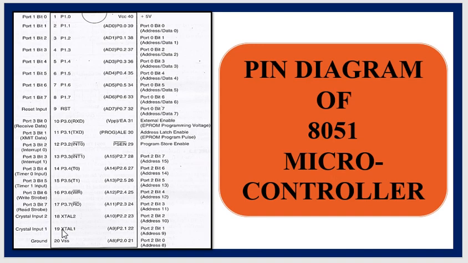The resonance can also be used for the frequency stabilizers. In the latest version of the microcontroller, the operating frequency will be up to 50 hertz. Pin number 20 is called the ground pin, and pins number 21 to 28 we call port 2.